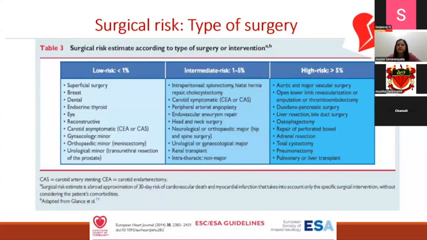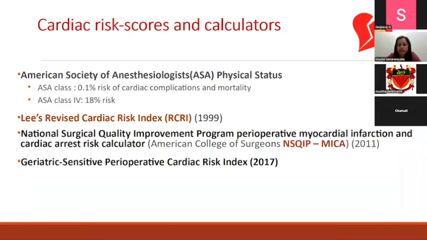And then risk scores come. So far I discussed the patient's medical history, functional capacity assessment, and the surgical risk depending on the surgical type. And when it comes to risk calculation, this is why I have included a lot of risk calculators for your reference if you are interested. So basically, one of the commonly used risk scores which is very easy to use is Lee's revised cardiac risk index, which was introduced in 1999.